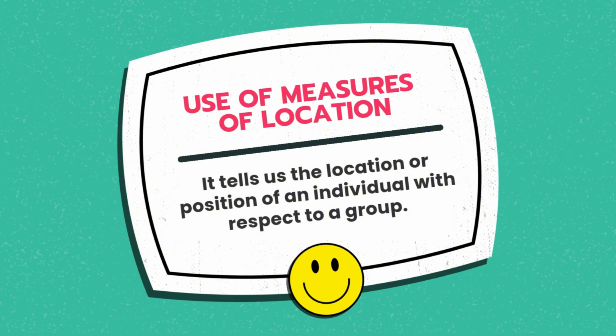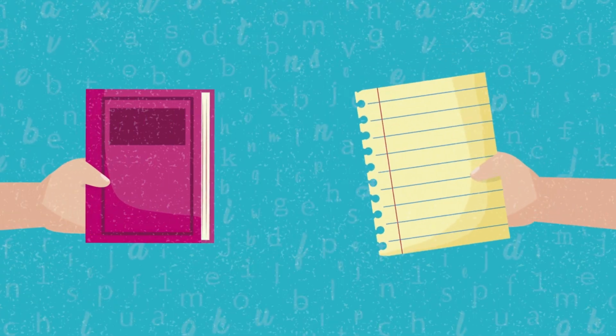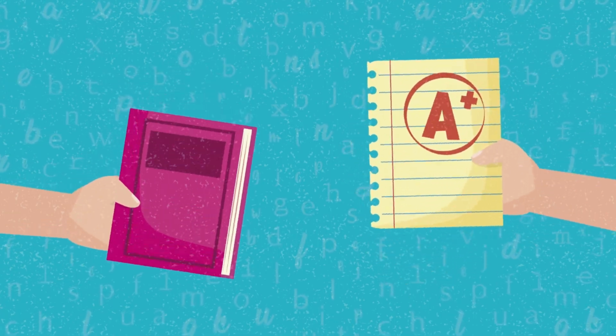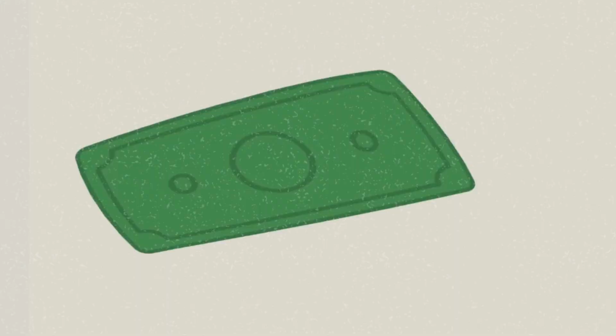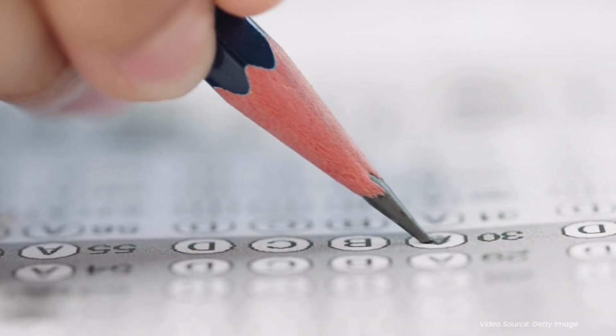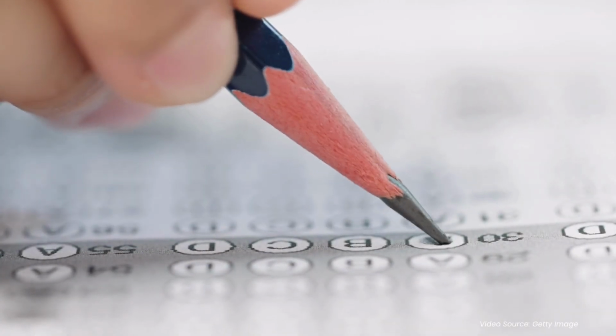Okay, so what are the examples? In board exam results, in national examination scores like the National Achievement Test, and also for income classification. So let's have an example in the next slide.